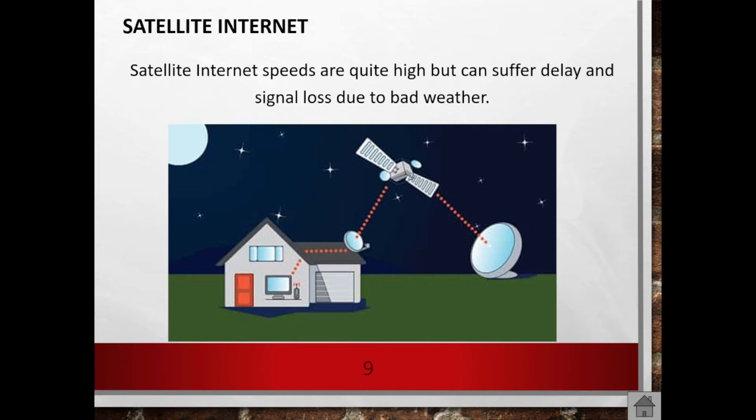Now, what's the benefit of doing this? Well, the satellite speeds are quite high, but they can suffer delay and signal loss due to bad weather. And that bad weather can be on your side, or it can be on the other side of the world, wherever the ISP is. Anything that sort of gets in the way of that can cause a problem.